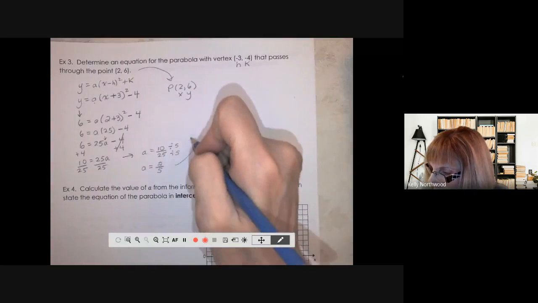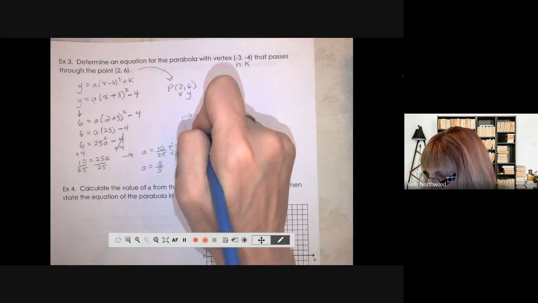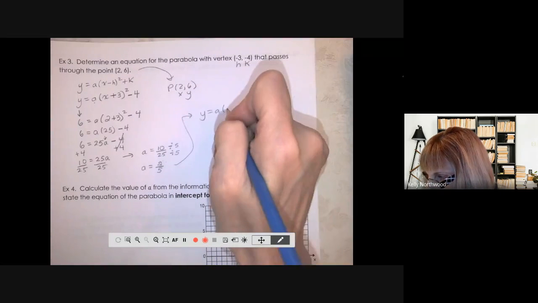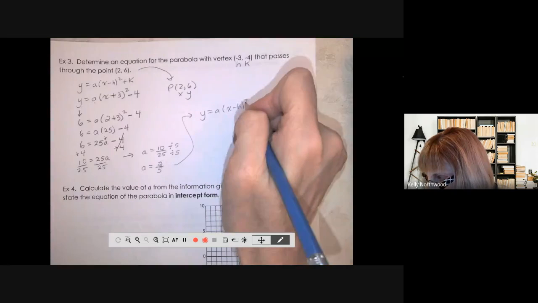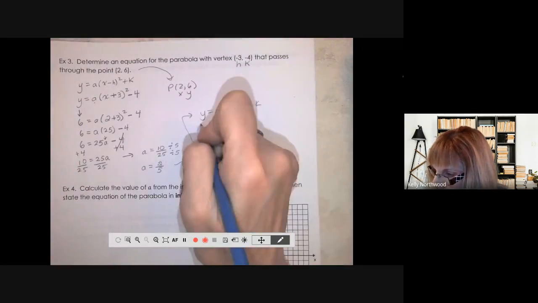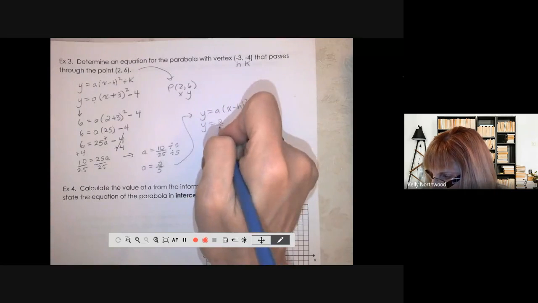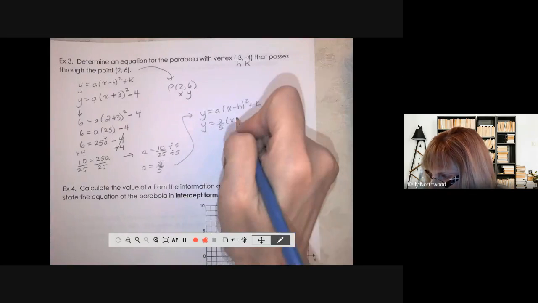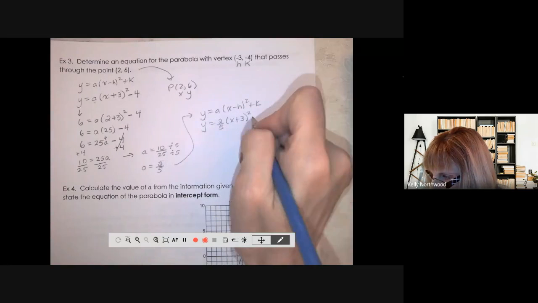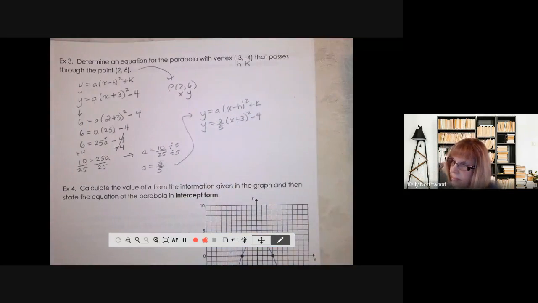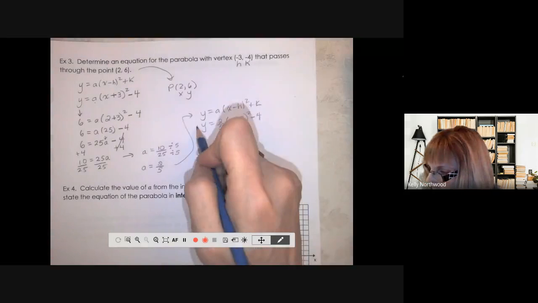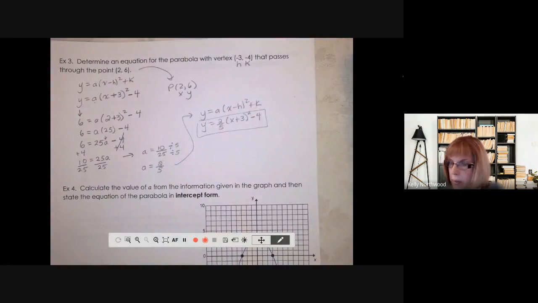So we still have to figure out the equation. So we just substitute A, H, and K into the general form. And that would be your answer. So far we've totally dealt with just vertex form. Our next example, we're going to need to use intercept form to calculate the A.